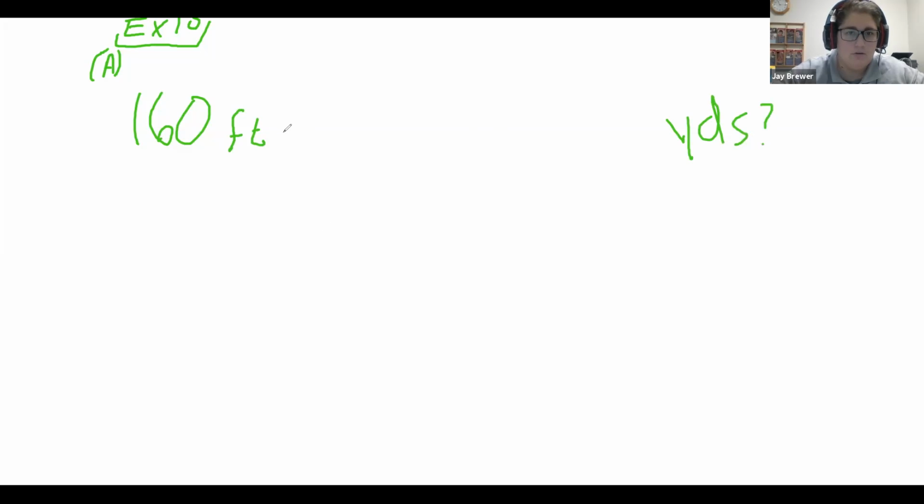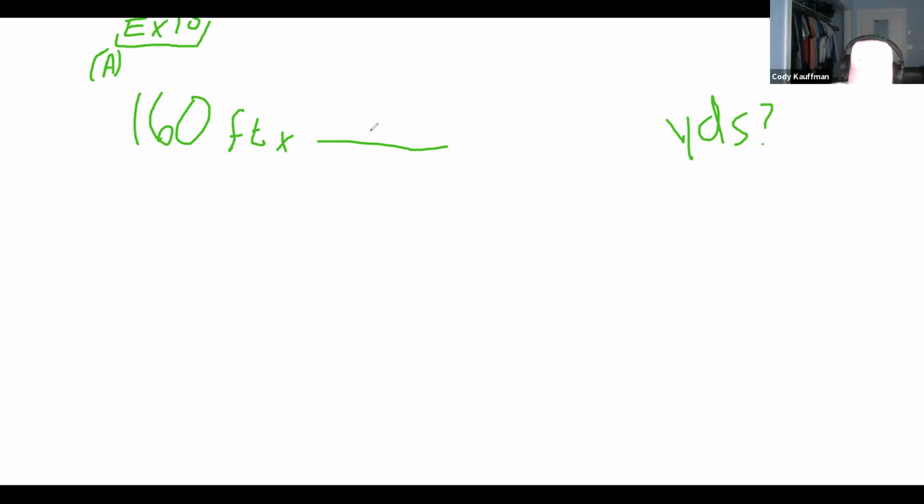All right. So from that conversion slide, can anyone tell me what we know about feet and yards? Go ahead, Cody. We know there's 3 yards in, or no, it's 3 feet in 1 yard. So you have 160 feet, and then 3 of those feet will equal 1 yard. Yep. So we're gonna do what's called a unit conversion.